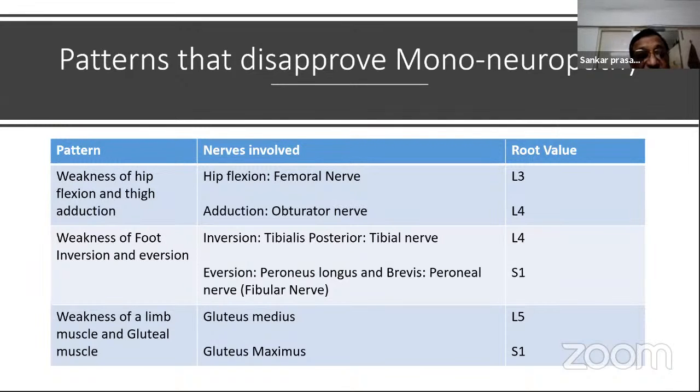Weakness of foot inversion and eversion. Inversion is tibialis posterior, tibial nerve L4. Eversion is peroneus longus and brevis, that is S1 fibular nerve.